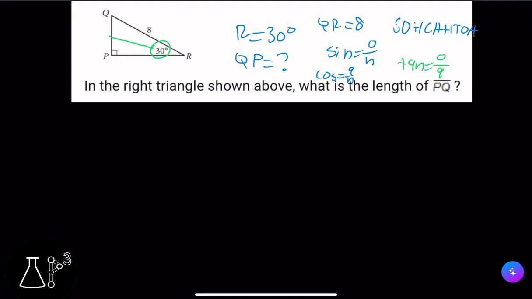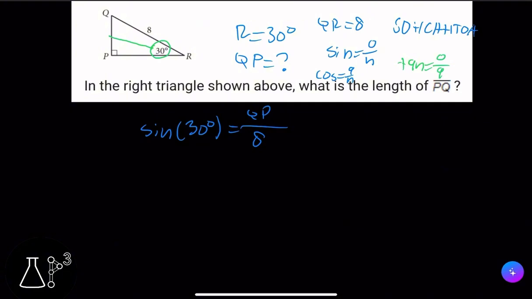And I'm not going to use cosine because if we were looking for the adjacent, that would be PR, because if you look over here, it's the closest length to 30, which is the angle measure given. Therefore, it wouldn't be PR, it's going to be QP for this type of question. Therefore, I'm going to plug in the information given to figure out PQ. So what I can say is that sine of 30 equals QP divided by 8. So what I can do now is plug this into my calculator to figure out the values that I'm looking for, right?